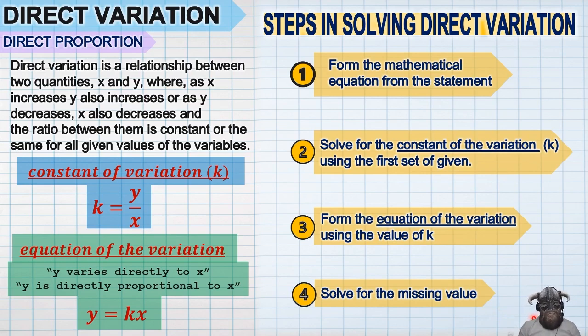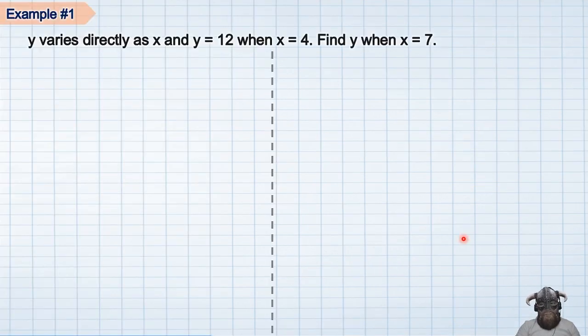So, para mas maintindihan natin tong steps na to, let's go to the examples. I have here 3 examples. So, first, we have y varies directly as x and y is equal to 12 when x is equal to 4. So, the problem here is find y when x is equal to 7.